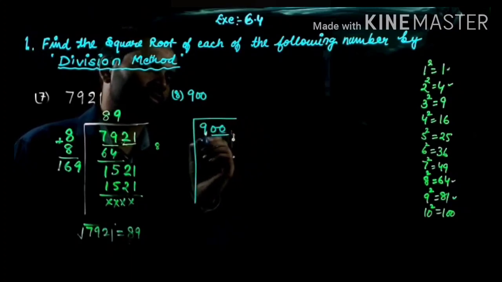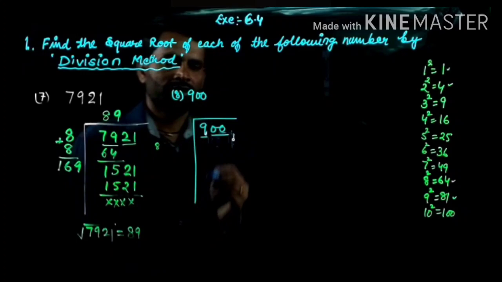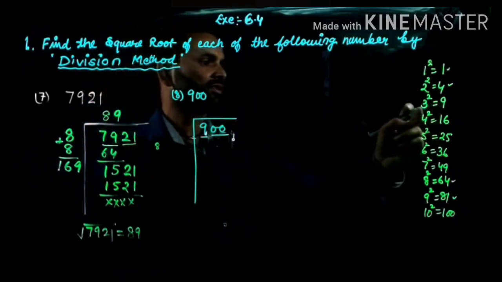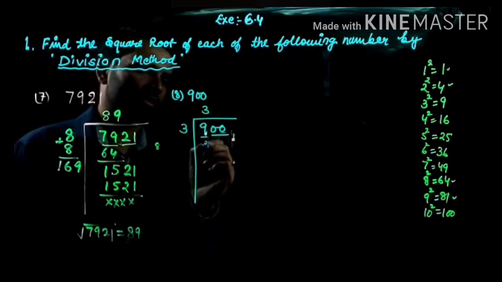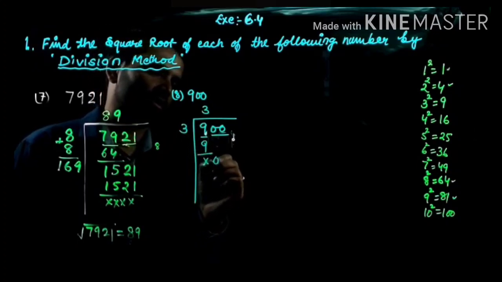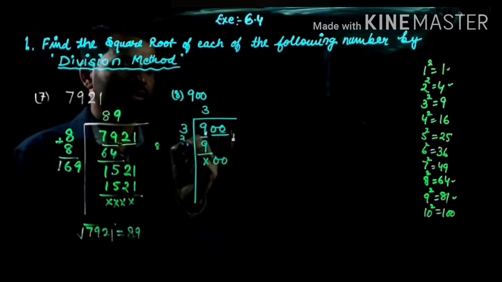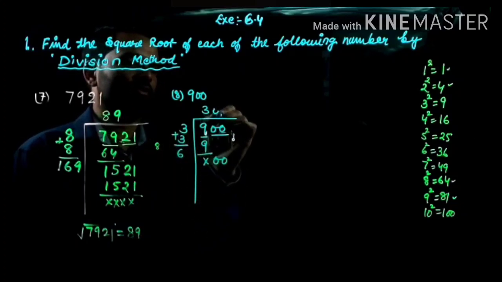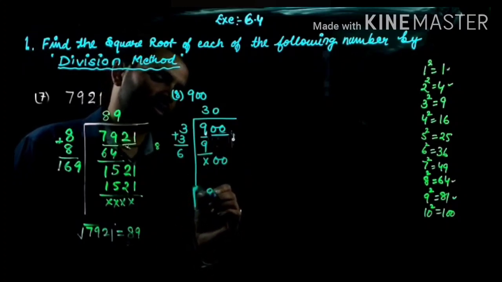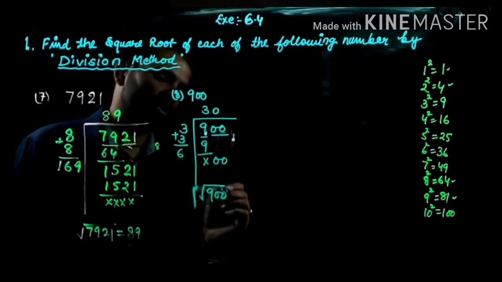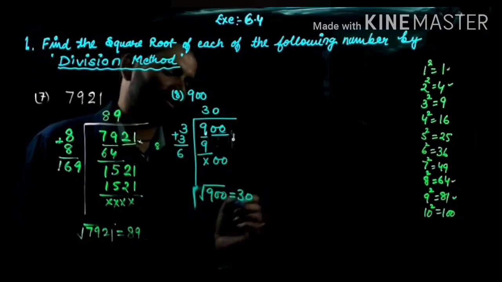Now solve 900. First you pair it as 9 and 00. That 9 will become 3, so write the 3. Then 3 and 3 add to 6, and the remaining 00 gives 0. Your answer is 900. The root of 900 is equal to 30.